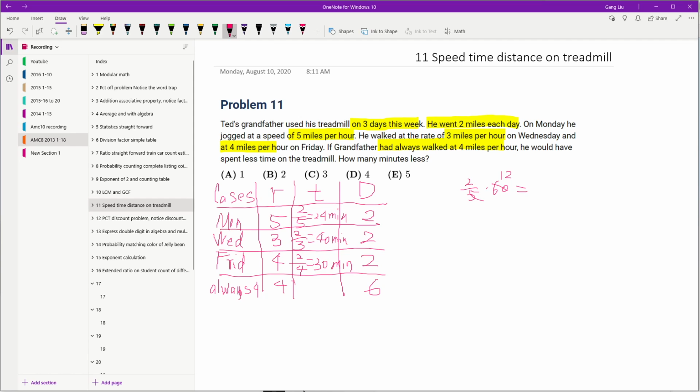And for all 3 days, the added distance is 6 miles at 4 miles per hour, that's going to be 6 divided by 4 hours, equals 90 minutes. So we add those three up, minus this, to get our answer. 24 plus 40 plus 30 minus 90 equals 4. Answer is D.